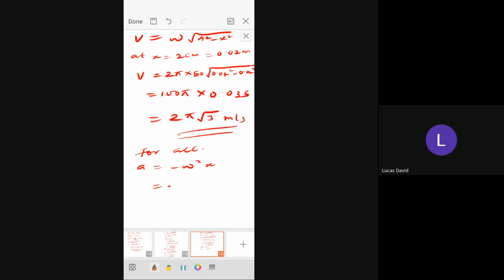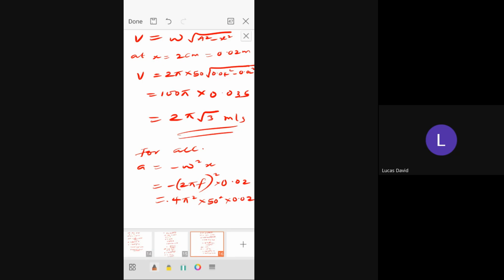So this will give me minus (2πf)² then multiply by the x. And of course, our x is 0.02. And this is 2π. So 2 squared is going to give me a 4, and this 4π². Frequency is 50, and this 50 squared times 0.02.